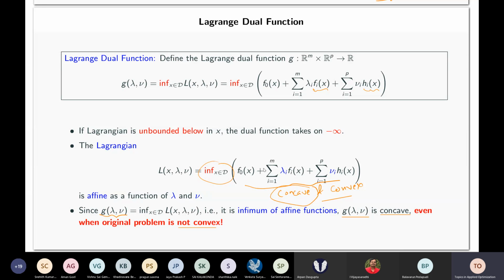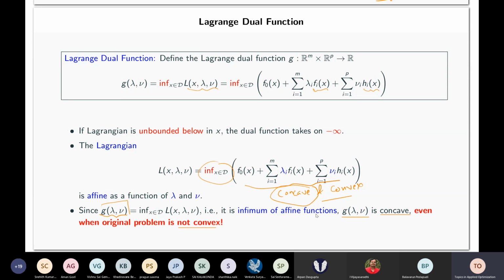Okay, so the dual function is guaranteed to be concave. Now, so far we have defined the dual Lagrangian and the dual function, and the question is why the dual function is important anyway. Even if it's concave, how does it help? So far this is what we have.